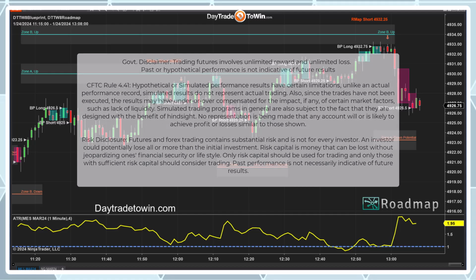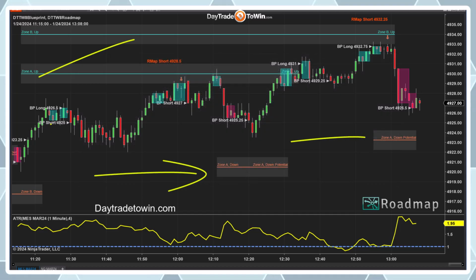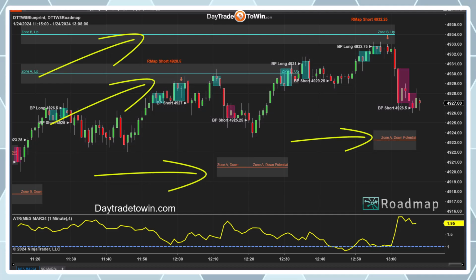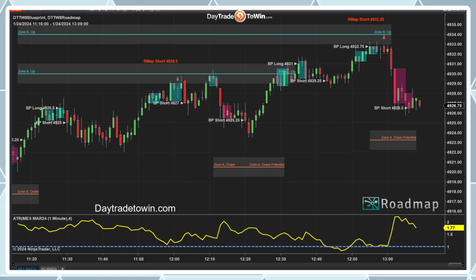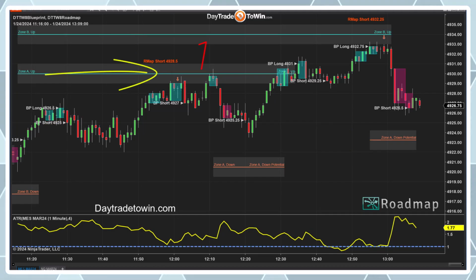So let's get right into it. The shaded areas, the roadmap zones that you're seeing here on the chart, this is a proprietary software. And what happens when price lands in these zones is very often the market stops and reverses.